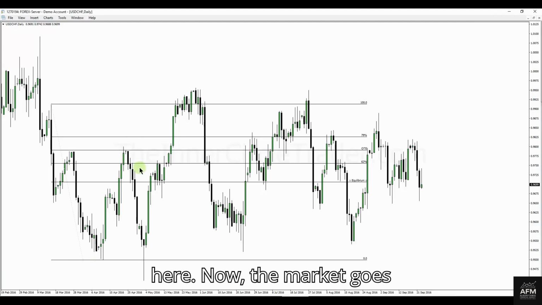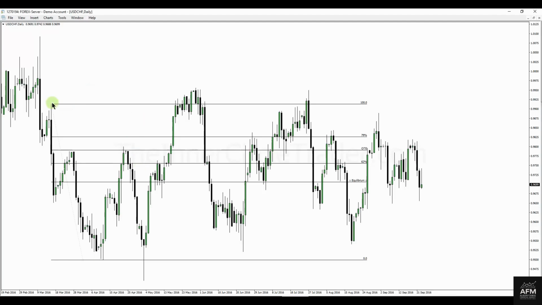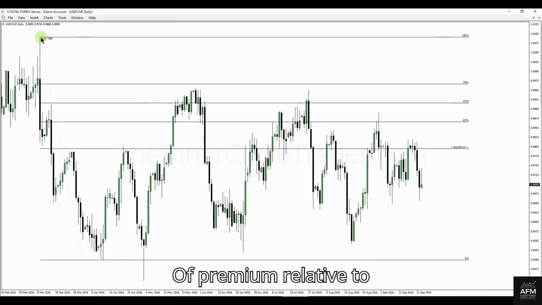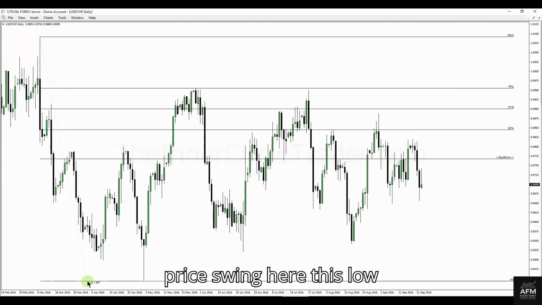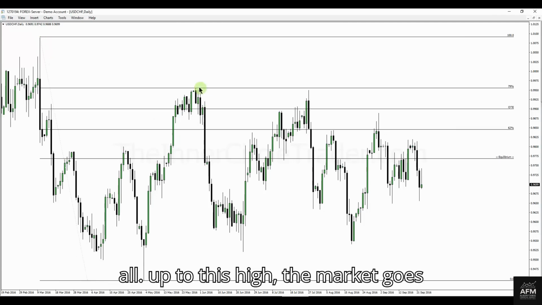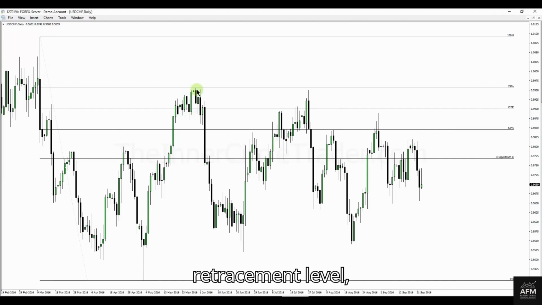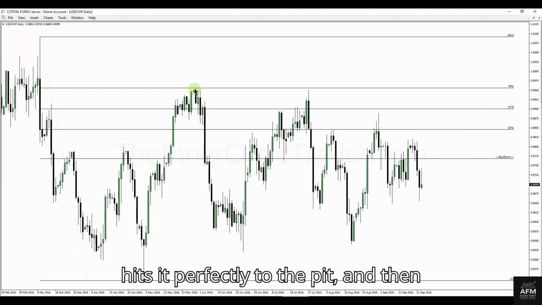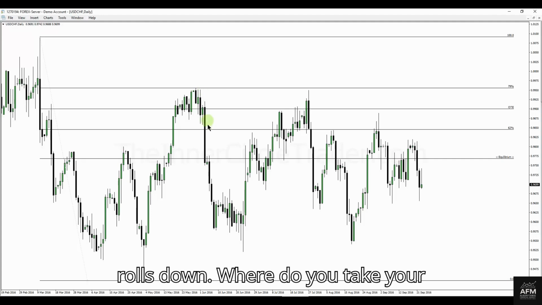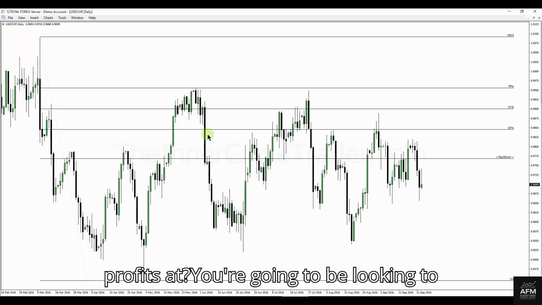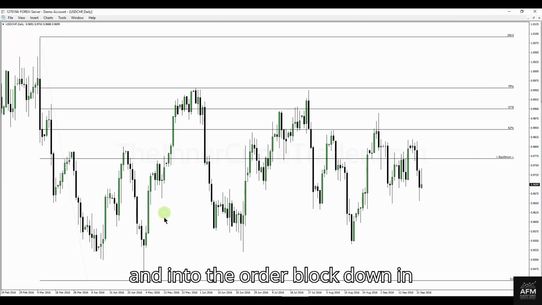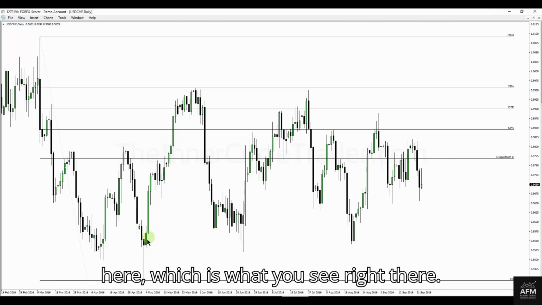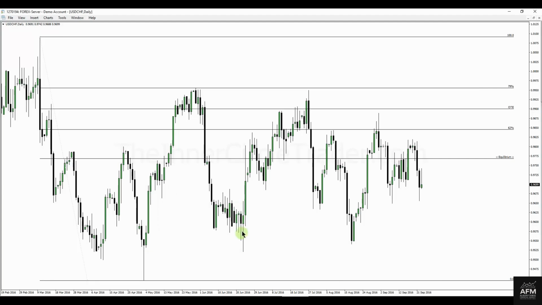Now, the market goes into another area of premium relative to equilibrium. I'm going to go back to this larger price swing here. This low all the way up to this high. The market goes right into the 79% retracement level, hits it perfectly to the pip, then rolls down. Where do you take your profits? You're going to be looking to take profits below this low here, okay, and into the order block down in here, which is what you see right there.